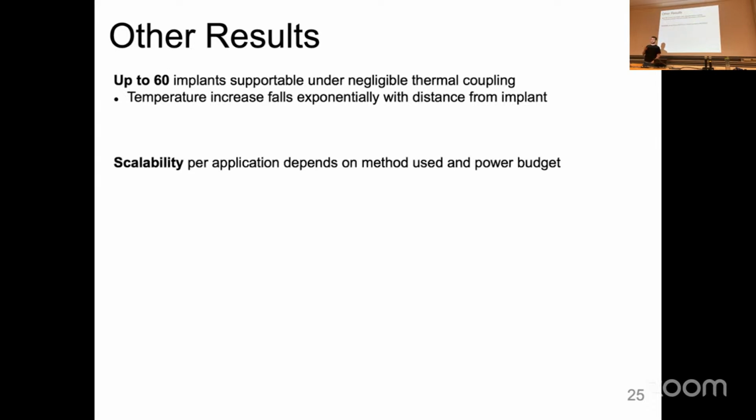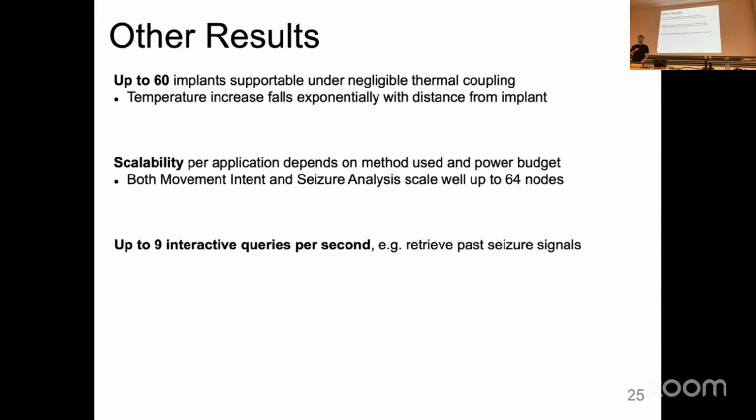Then scalability per application depends on the method used and the power budget. So they also evaluate this with multiple nodes and less power. But the most important part for their applications is that both movement intent and seizure analysis scale well up to 64 nodes, but it's not entirely clear how it would work with some new applications that they haven't tested on.